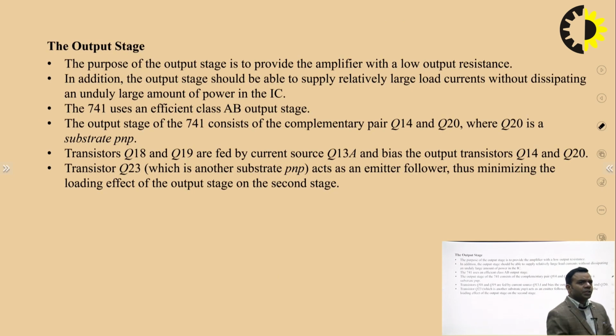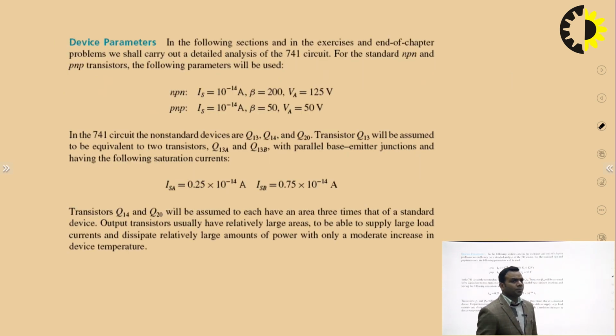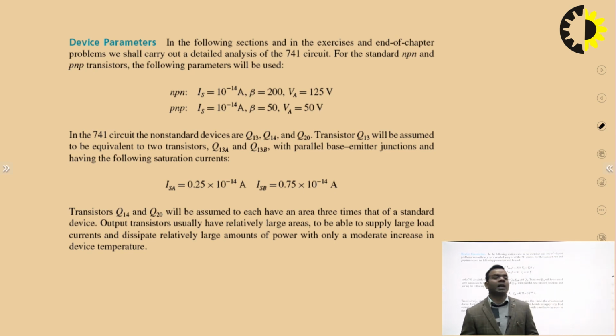The output stage provides low output resistance and high output currents. IC741 generally uses a class AB power amplifier, and it consists of a complementary pair of Q14 and Q20. So, this is the brief introduction of the internal architecture of IC741. It consists of three stages: input stage, intermediate stage and output stage, as well as the reference current generation stage.